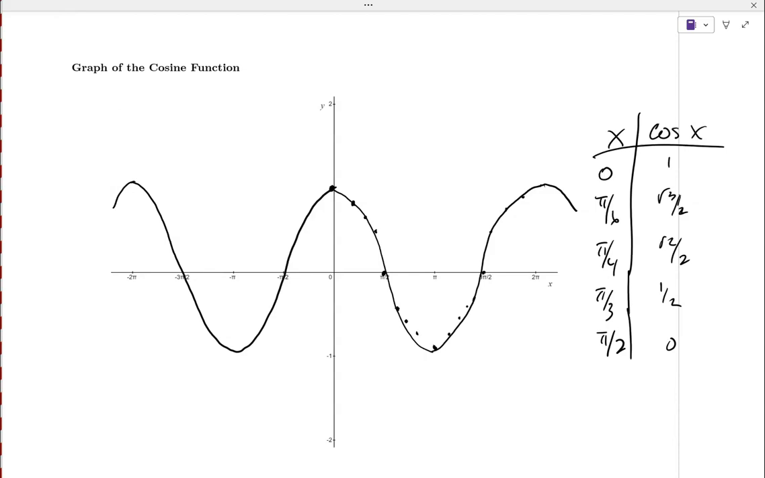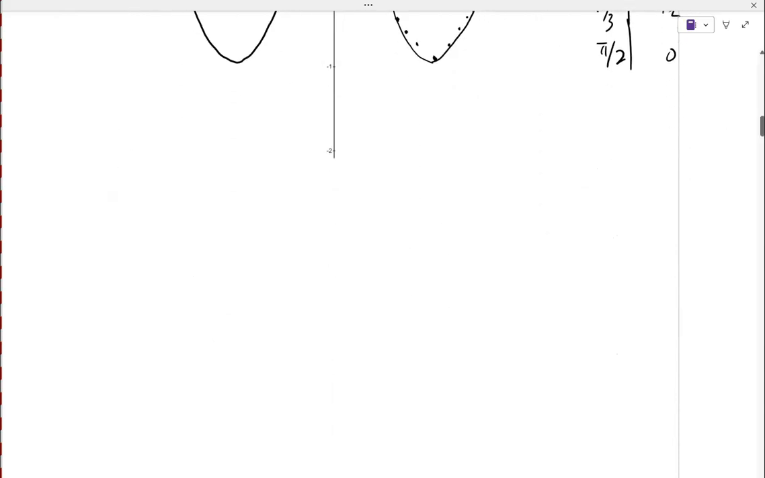So the graphs are identical, they're just shifted, right? If you take the sine graph and move it pi over 2 to the left, you get the cosine graph. They literally are the same graph, they're just shifted off each other. Okay. All right. So let's see if we can collect some information. So that's what's on the next page.